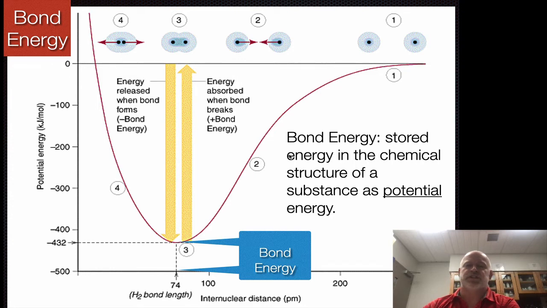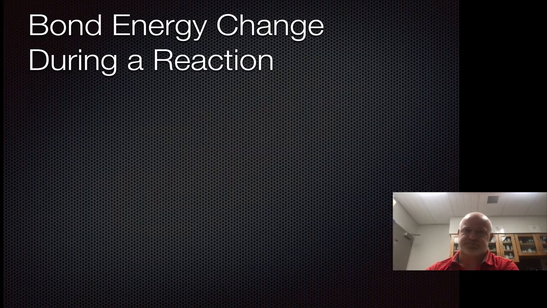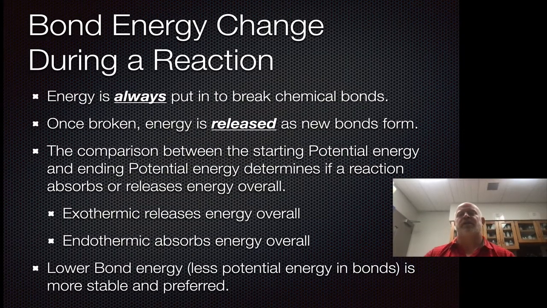That stored energy that comes from this formation of the bond is potential energy. So the question arises: if this is losing energy, where does the energy go? Because we know from our law of conservation of energy that energy can't be created or destroyed, so the energy has to go someplace. We're going to talk about that next. To do that, we have to talk about what's happening for our chemical bonds.